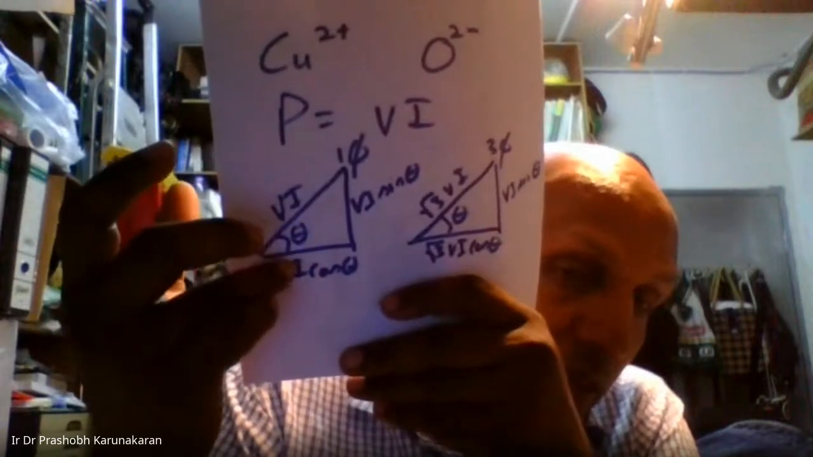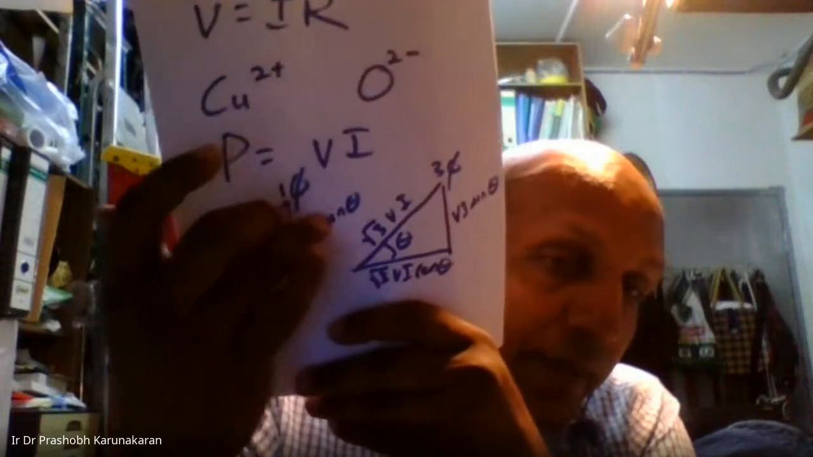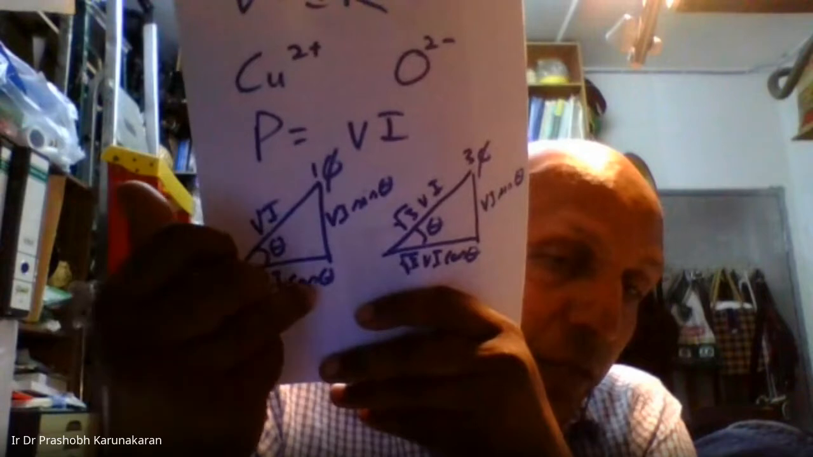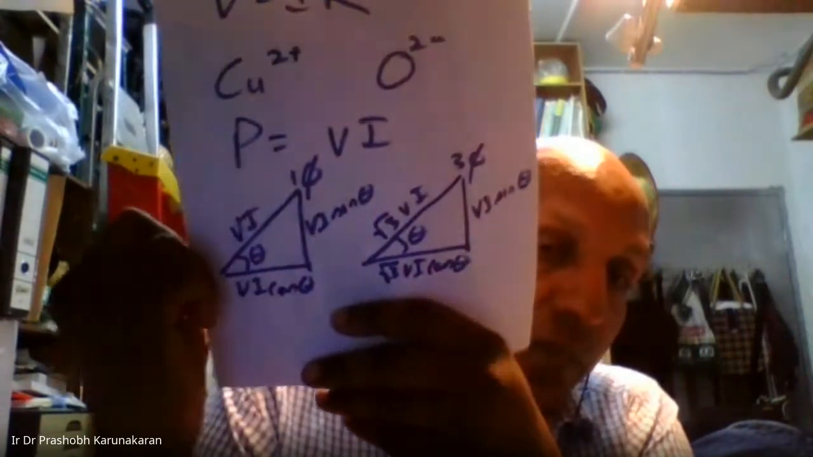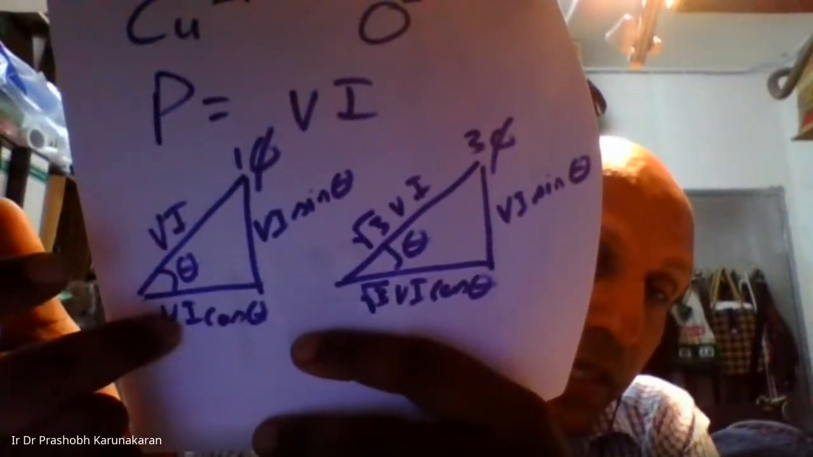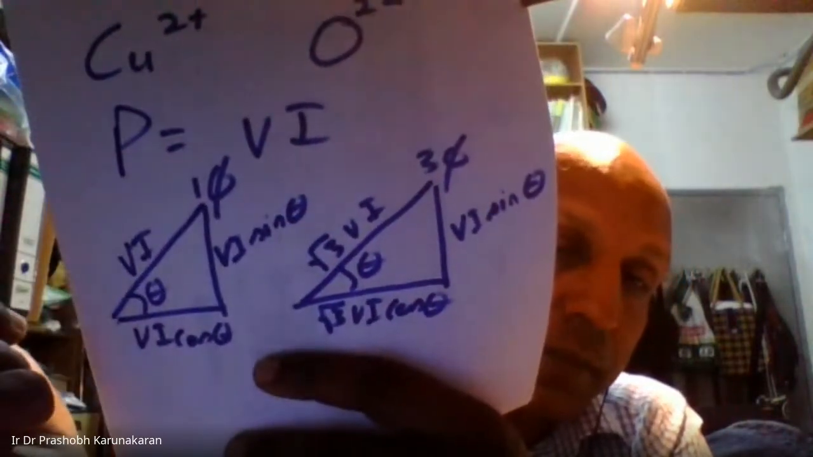You always put a cos near the angle. Opposite of the angle, you always put a sine. That means whatever is here, near the angle, which is called adjacent, you put a cos, and opposite of the angle, you put a sine.